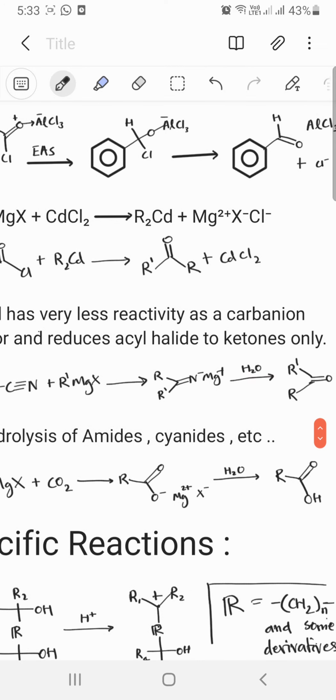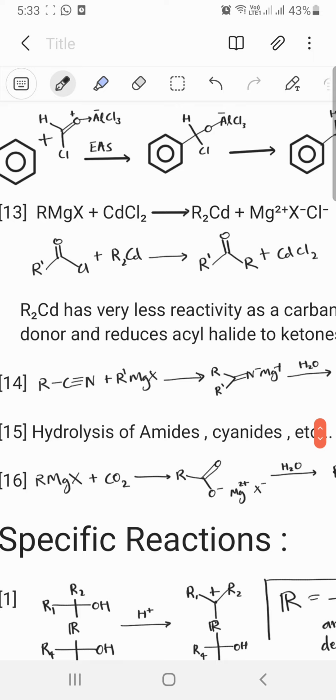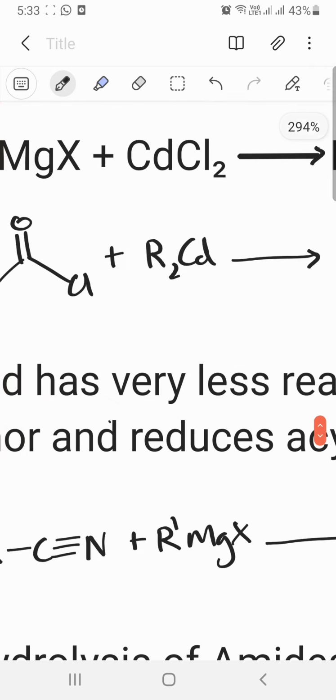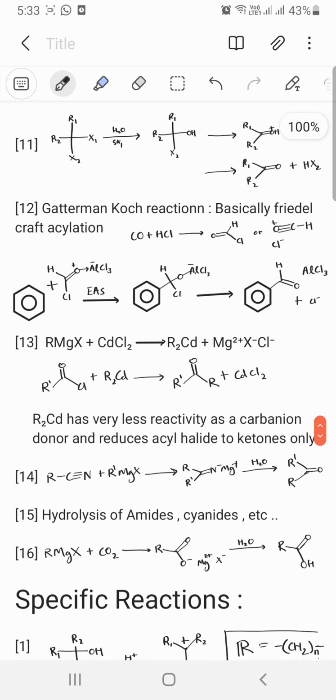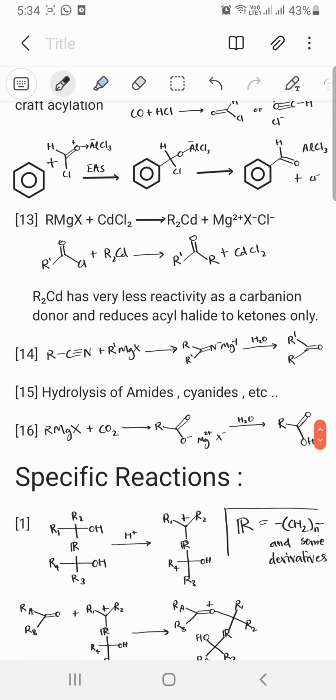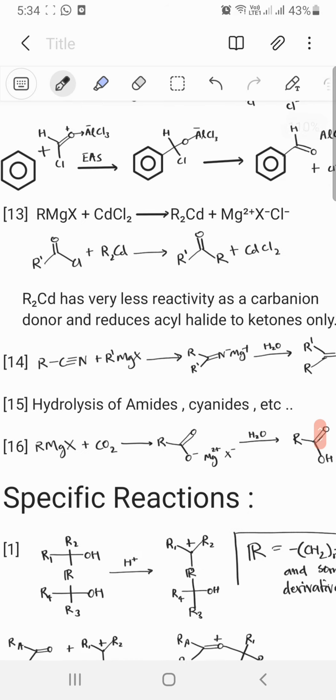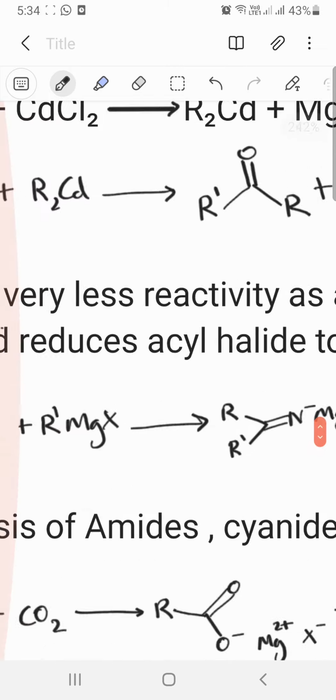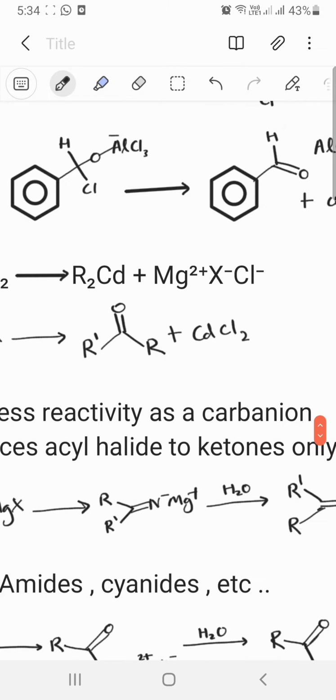R2Cd has very less reactivity as a carbanion donor, and reduces acyl halide to ketone only. All right. So this is a carbanion donor. Okay, this looks fine. So what they mean by it has less reactivity as a carbanion donor means that it does not do nucleophilic addition anymore, right?